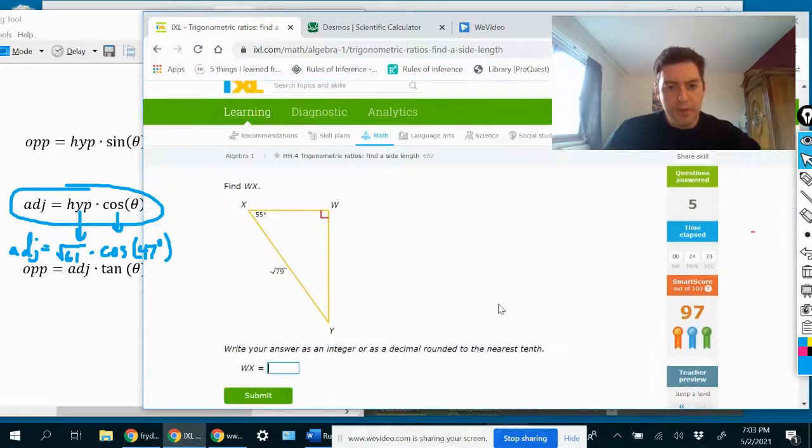Yeah, I think this is nothing different. This is actually just like the last problem. I'm given the hypotenuse, which is across from the right angle, and I'm looking for the adjacent side. So I would use this equation again.